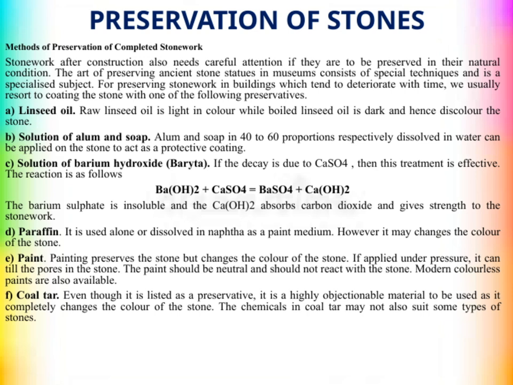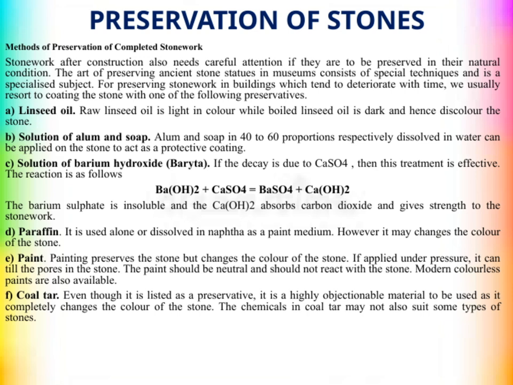We also have the option of using barium hydroxide, or baryta. This is particularly effective if the decay is caused by calcium sulfate, or CaSO4. The chemical reaction involves Ba(OH)2 reacting with CaSO4 to form insoluble barium sulfate and calcium hydroxide. The barium sulfate acts as a protective barrier, and the calcium hydroxide absorbs carbon dioxide, which gives added strength to the stone. Paraffin is another preservative, often used alone or dissolved in naphtha as a paint medium.